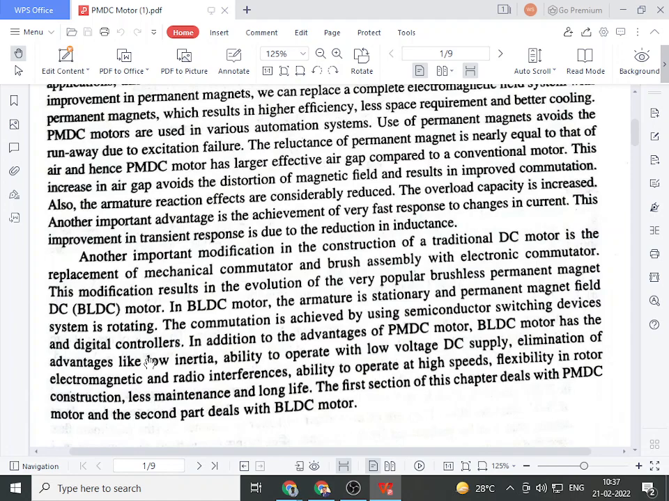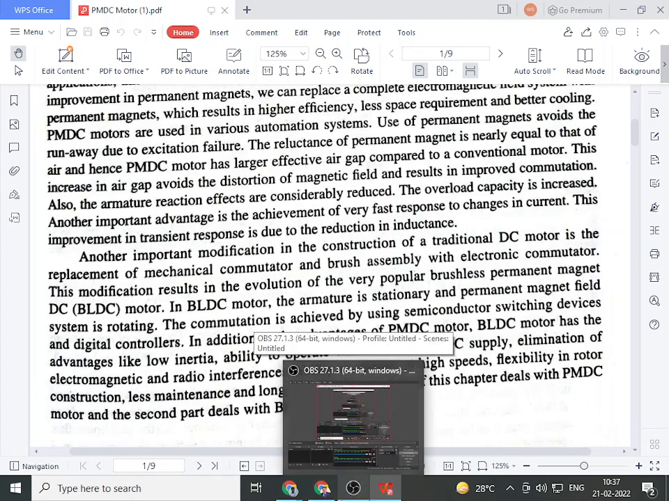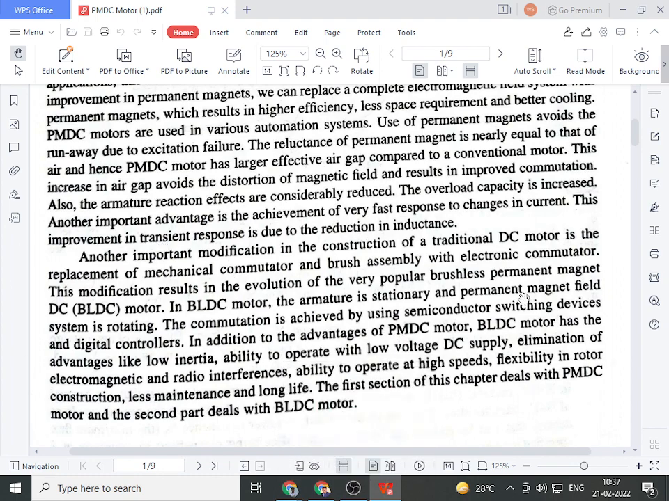Whatever commutation process exists inside the BLDC motor is now an electronic commutation process. So the conventional mechanical commutation process is completely eliminated from the conventional DC motor by using this reverse construction. That means the armature is stationary and the permanent magnet field is rotating. In addition, whatever advantages PMDC motors have, all those advantages are there for the BLDC motor. In addition to this, there are a few more important advantages the BLDC motor has.